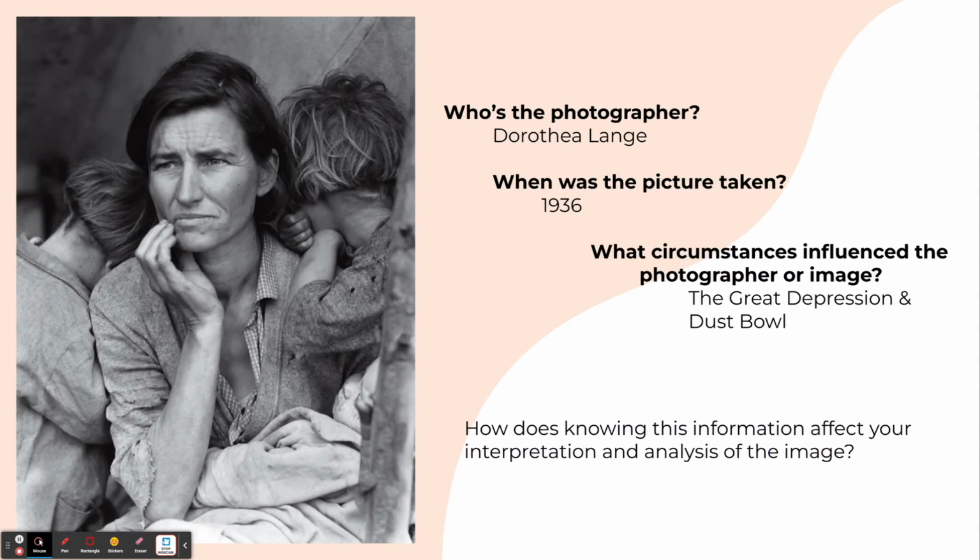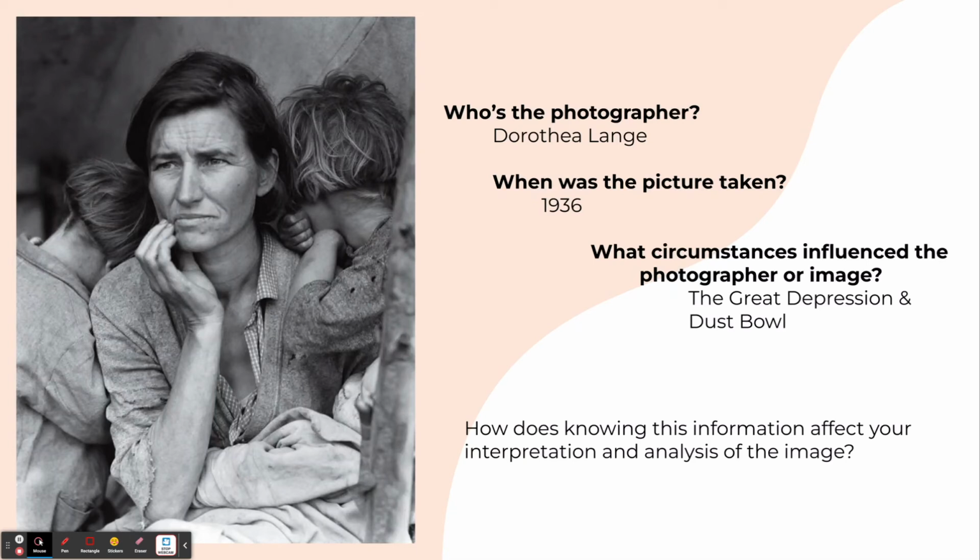But for example, this one, very popular image. We've seen it before. Hopefully you have. Most likely you have. And so this is called The Migrant Mother. The photographer is Dorothea Lange. This was taken in 1936. And the circumstances that influenced the photographer and the image were the Great Depression and the Dust Bowl. And so now, if we think about that, how does knowing that information interpret the analysis of the image?